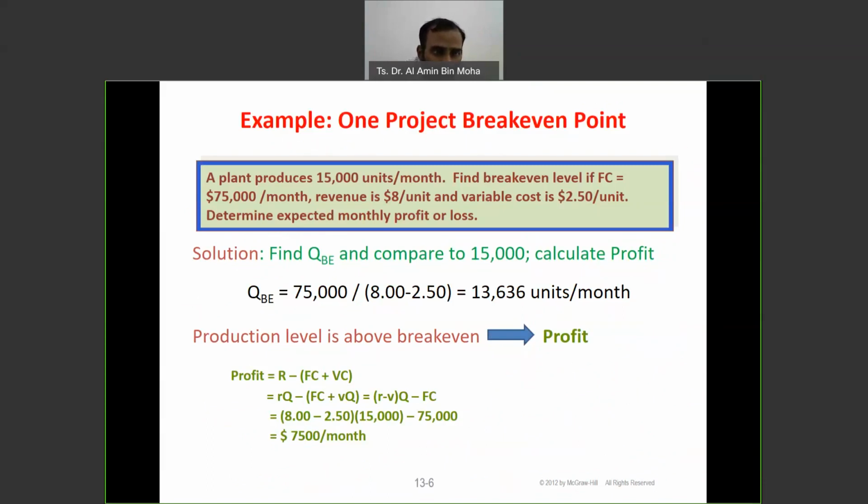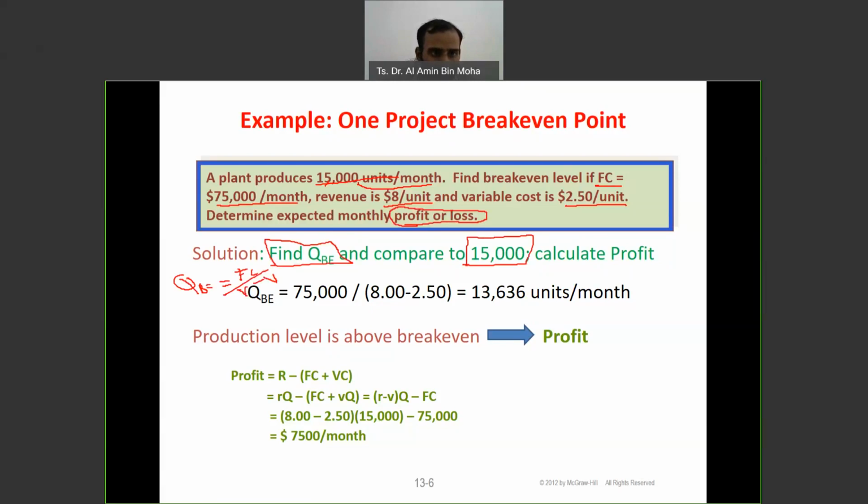Okay, a plant produces 15,000 units per month. Find break even if fixed cost is 75,000 per month and revenue is 8 per unit and variable cost is 250 per unit. Determine expected monthly profit or loss. Okay, so we need to find the QBE and compare to 15,000. So we know the formula. QBE is equal to what? Fixed cost over R revenue minus variable.